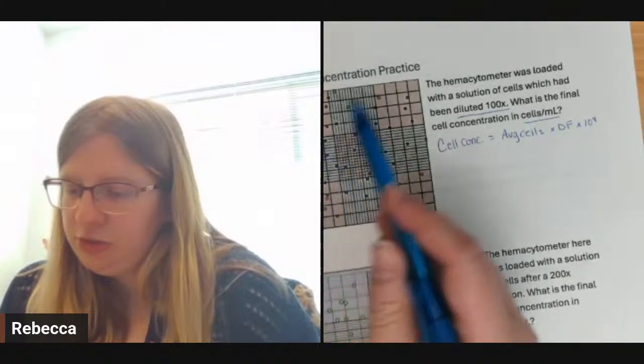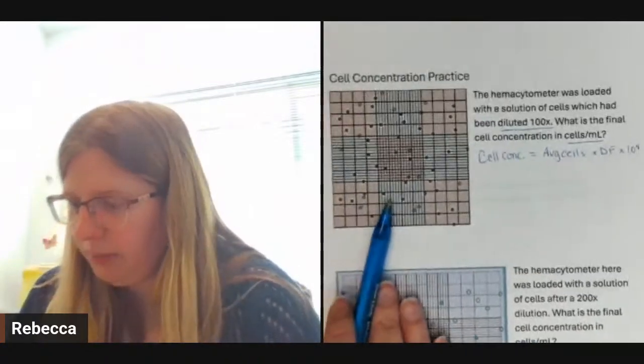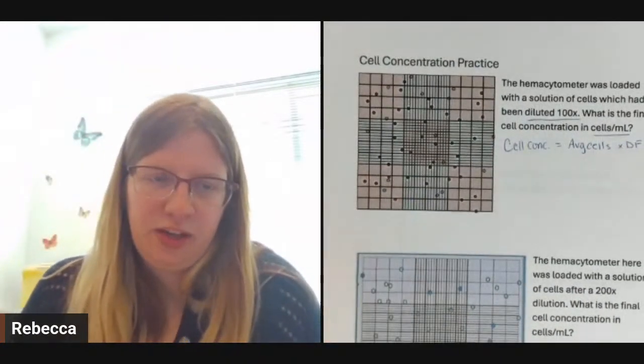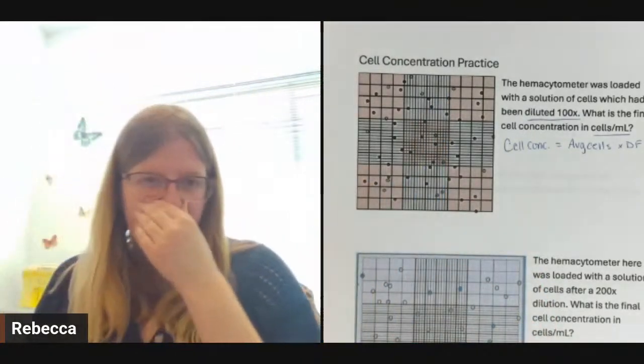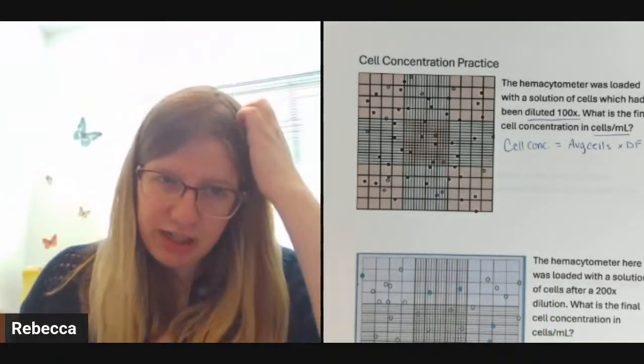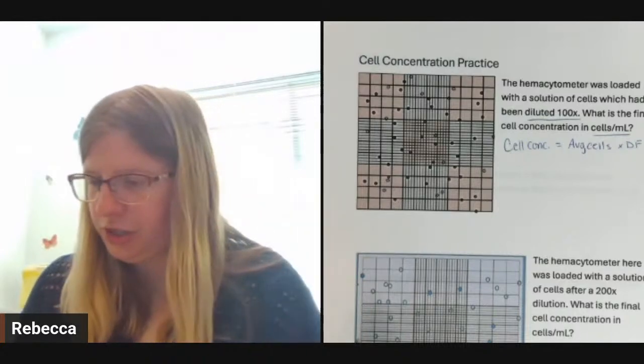So my next step would be counting the cells. This particular hemocytometer, if you can tell from your screen, has two different colored cells, probably for some that are alive and some that are dead. I'm just going to get a total cell concentration.